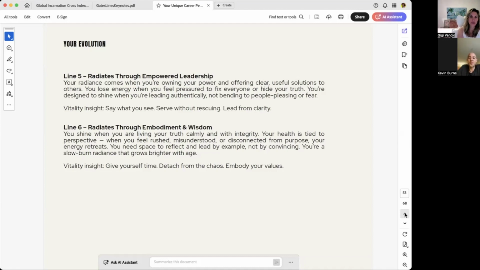Yeah. And it's other people's opinions, what other people think we should do. Only you know what you should do. When you start to look at your design, you're just like, what does it matter what they think? They're not me. And they're going to project on you as a line 5 all day long. Yeah, exactly.